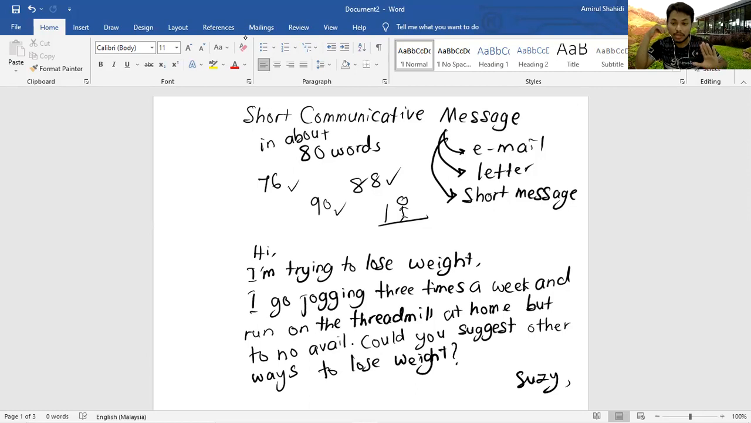Okay, I'll explain this question first. Hi, I'm trying to lose weight. I want to reduce my weight. I go jogging 3 times a week. I already go jogging 3 times a week, and run on the treadmill. I don't remember the Malay word. But to no avail, meaning no use. Already exercised, already jogged, ran on the treadmill, but no use. Could you suggest other ways to lose weight?